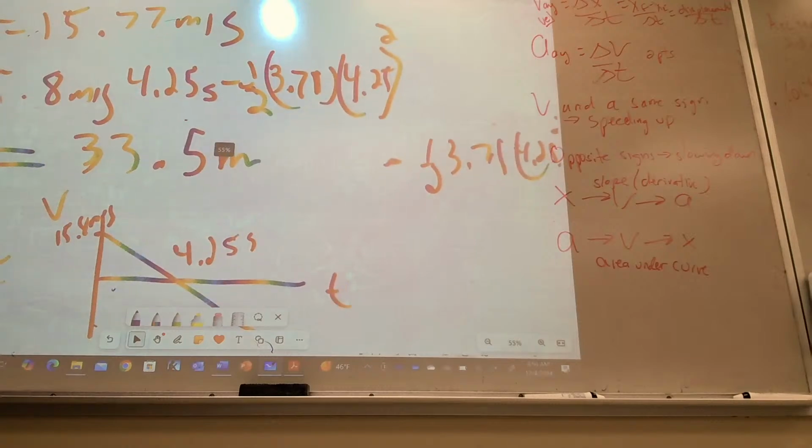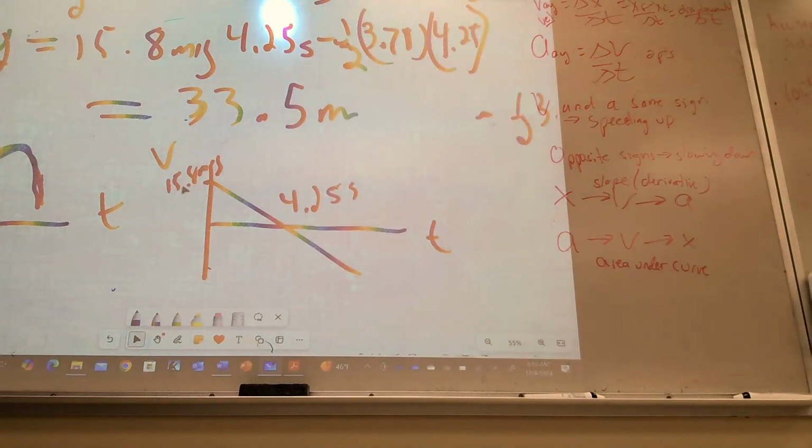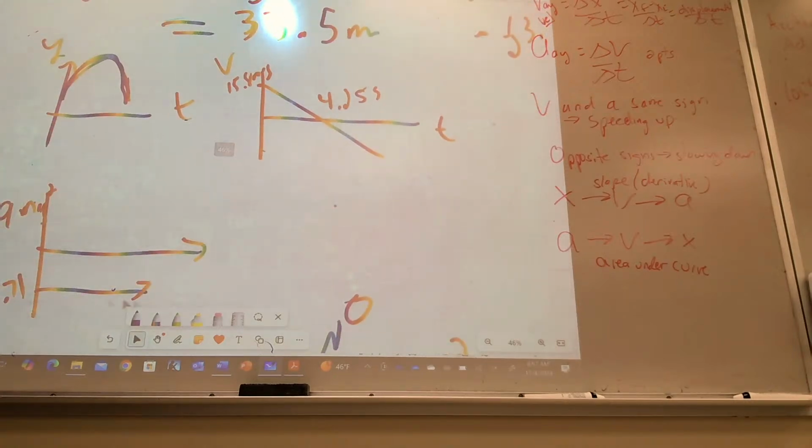Your slope of your velocity time graph is going to be negative 3.71. It starts at 15.8, so you should have a line that crosses 0 at 4.25 seconds. So you should have the time it crosses 0, the initial velocity. The acceleration versus time is a flat line at negative 3.71. This has got to be a parabola. Goes up, comes down. Okay? Everybody understand?